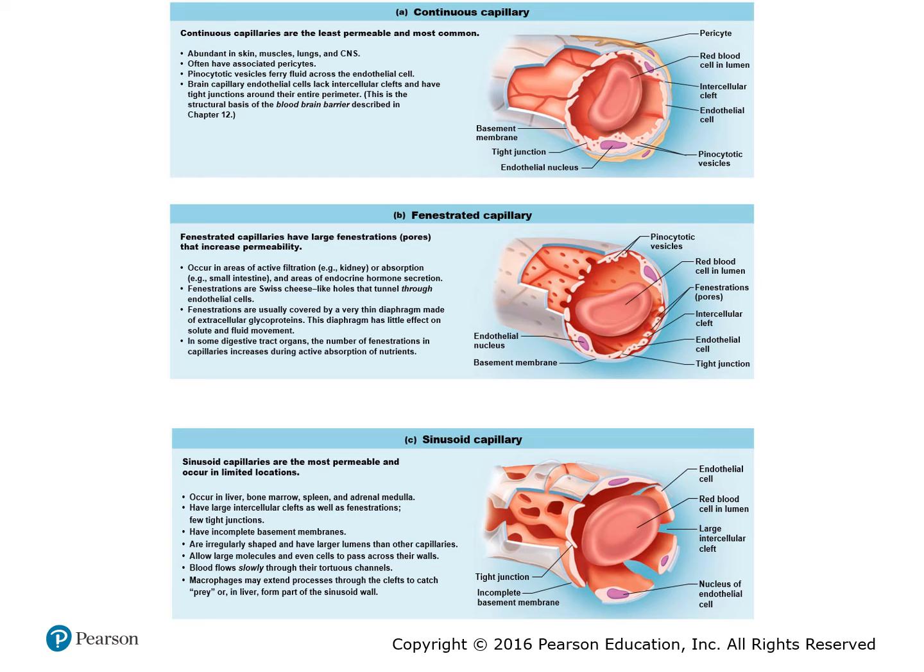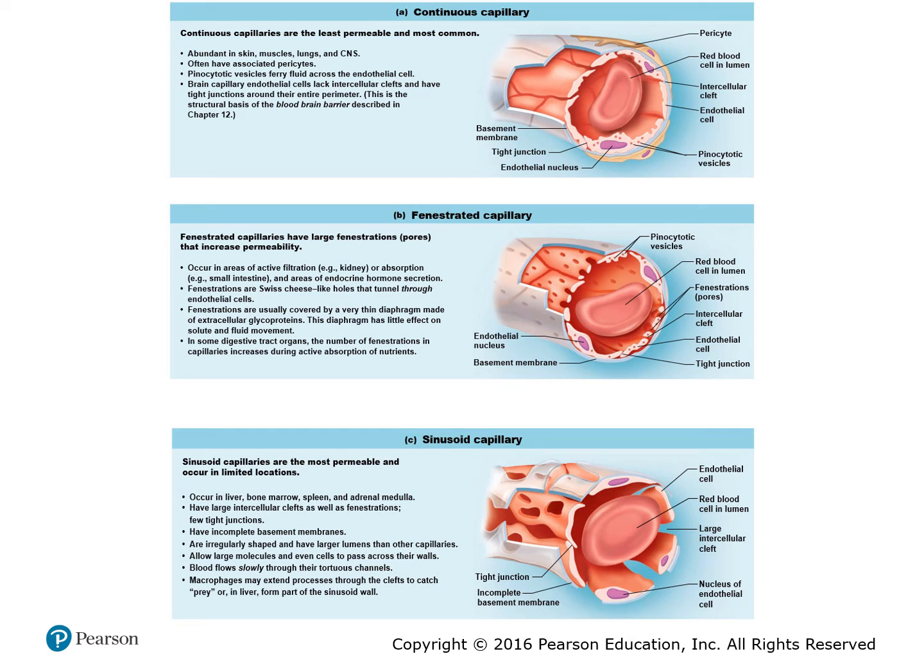Fenestrated capillaries are also involved in endocrine hormone secretion. And the endothelial cells found in the fenestrated capillaries contain Swiss cheese-like pores called fenestrations, hence the name fenestrated capillary. They allow for increased permeability, and the fenestrations are usually covered with a thin glycoprotein.